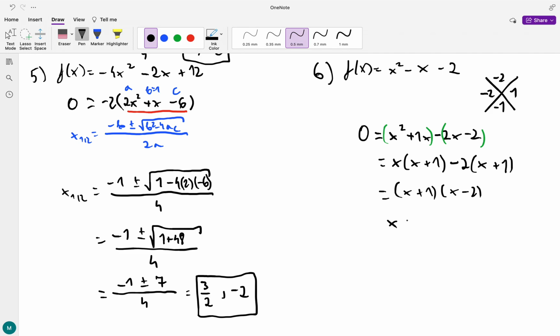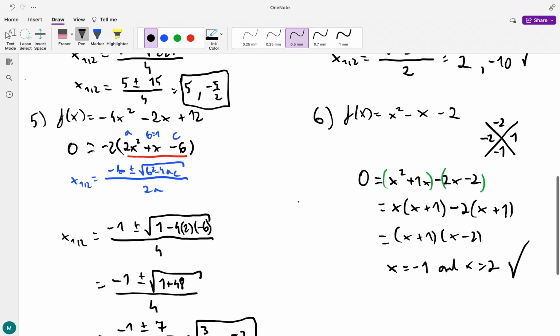Therefore, our x's are equal to negative 1 and x equal to 2. And we are done. So that wasn't too bad.